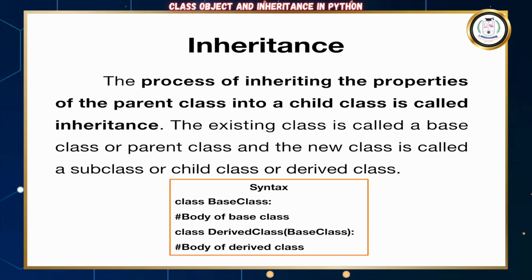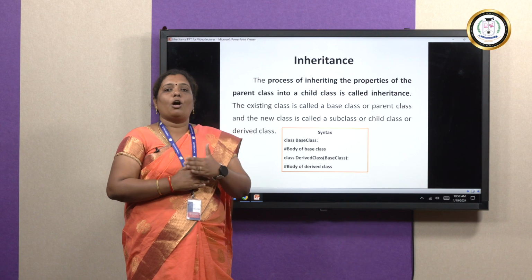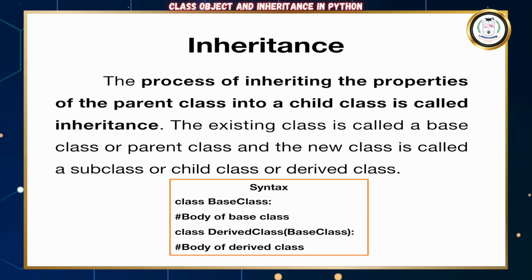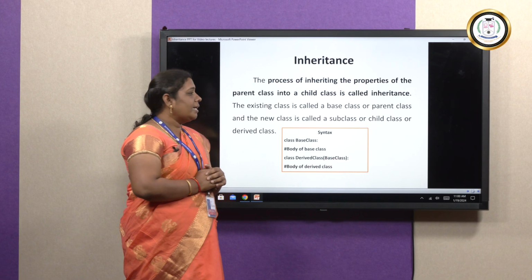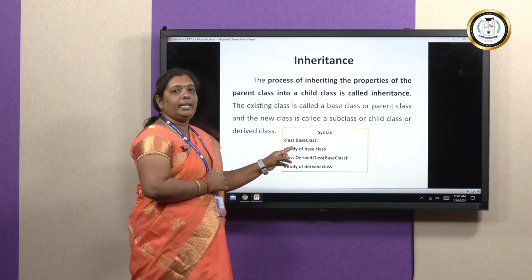Next one, inheritance. The concept of inheritance means acquiring the properties of the parent. So the child acquiring or inheriting the properties of the parent is called inheritance. The parent class we call as base class or super class. The child class we call as subclass or derived class. So this is the syntax for creating the inheritance.